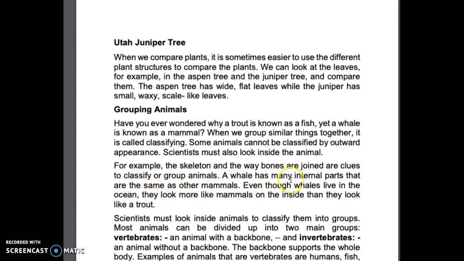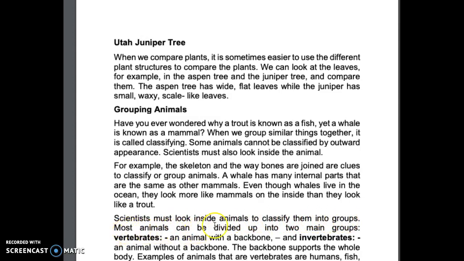A whale has many internal parts that are the same as other mammals. Even though whales live in the ocean, they look more like mammals on the inside than they look like a trout. Scientists must look inside animals to classify them into groups.